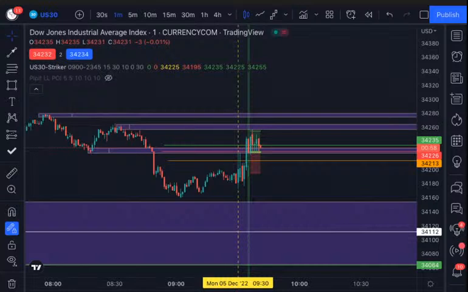Keeps rejecting off of 34226. Looks like that would have been a perfect entry right there. Yeah, that area wasn't too bad. I feel like it's gonna do one more solid push down, but it's been holding nicely right there off of that level, like you said.